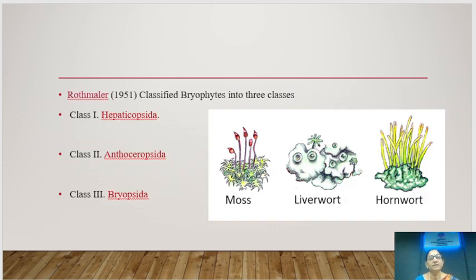In this particular lecture for the degree students, the Rothmaler 1951 classification is being used. Rothmaler in 1951 classified the bryophytes into three classes. Class 1 is Hepaticopsida, which are known as the liverworts. Class 2 is Anthocerotopsida, which are known as the hornworts, and class 3 is the Bryopsida, which are known as the mosses.